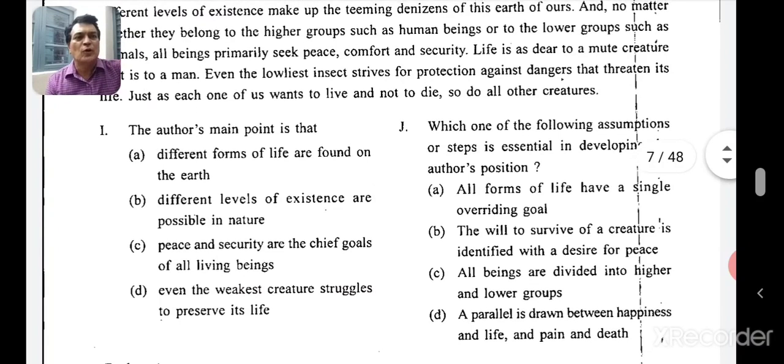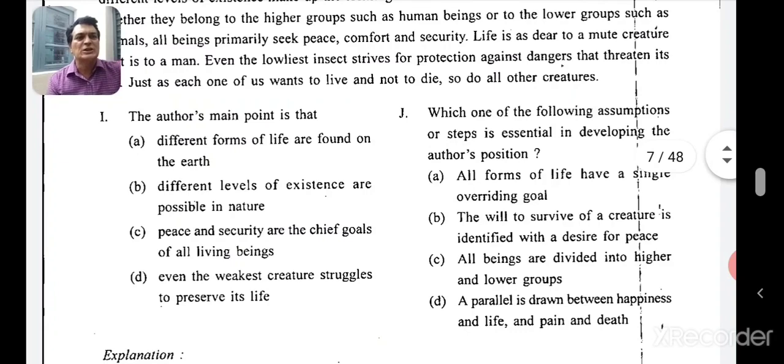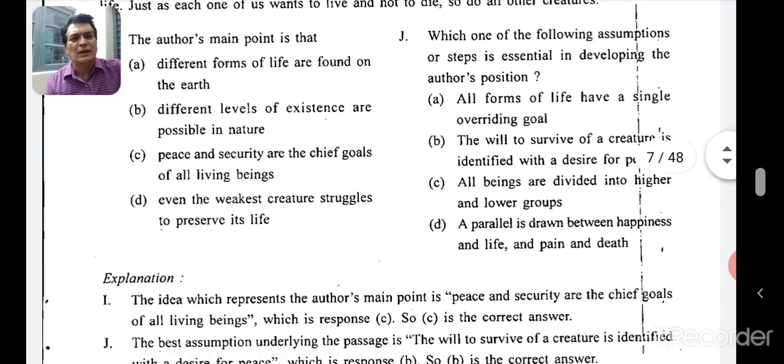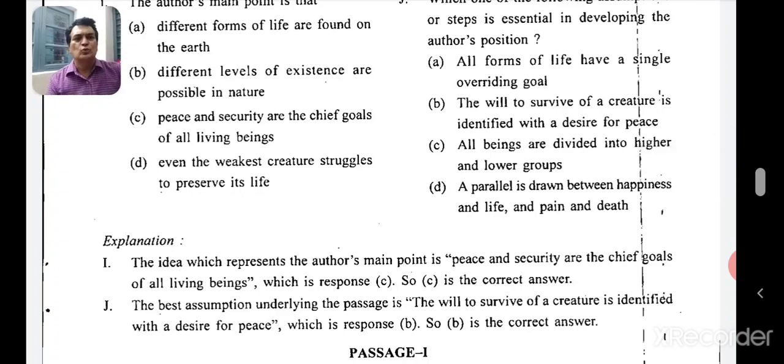Now, which one of the following assumptions or steps is essential in developing the author's position? All forms of life have a single overriding goal. The will to survive of a creature is identifying with a desire for peace. That sounds correct, answer B. All beings are divided into higher and lower groups. A parallel is drawn between happiness and life and pain and death. So let's find here. So whatever we thought, C and B, they are the right answers.